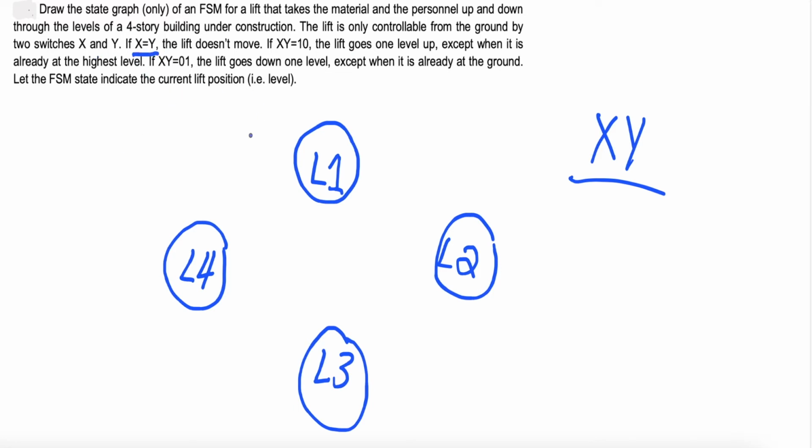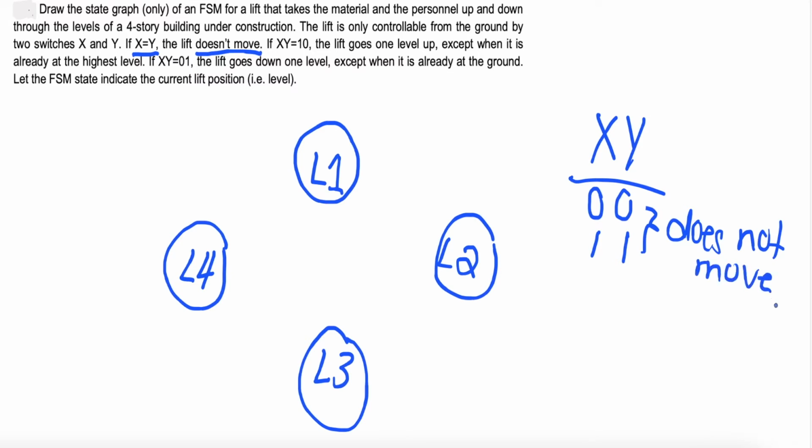Okay? Now, we have here if X is equal to Y, right? So that's one option that could happen in this state graph. So when X is 0 and Y is 0, and when X is 1, Y is 1. And it says here, if X is equal to Y, the lift does not move. So we can write that down as doesn't move. So we're going to have these two here as doesn't move. Okay? So that's our first clue that we have to finish the state graph.